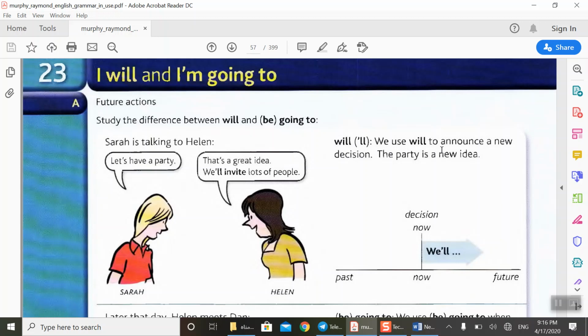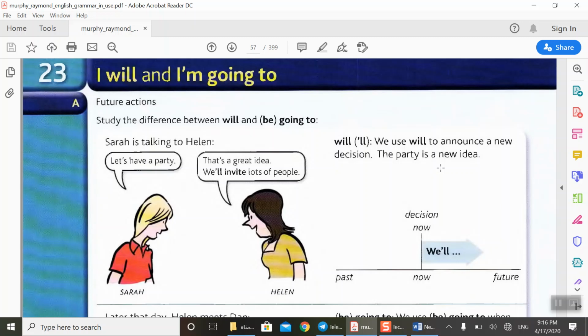We use will to announce a new decision. So when we decide now, we use will when we decide now to do something. You see here, hey, let's have a party. That's a great idea. We will invite lots of people. So when is the decision? The decision is now. They decide now. The party is a new idea.